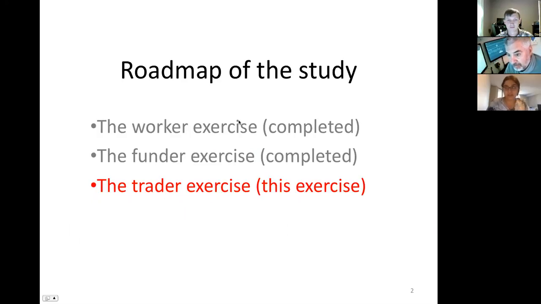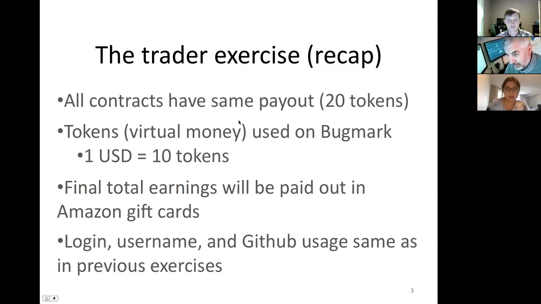So here is a roadmap of the study. We've completed the worker exercise and we've completed the funder exercise. What we're about to start this week is the trader exercise. The trader exercise builds on top of the funder exercise by layering an additional layer of complexity on top of it. We've kept all the features from the funder exercise and we've added basically one new feature, which is introducing the trader role. For more details on previous exercises, I encourage you to go and look at those training videos again. But nonetheless, here's a quick recap.